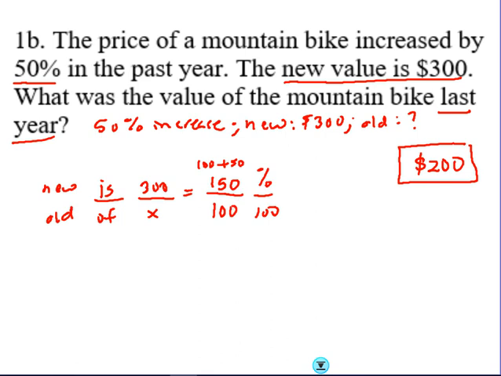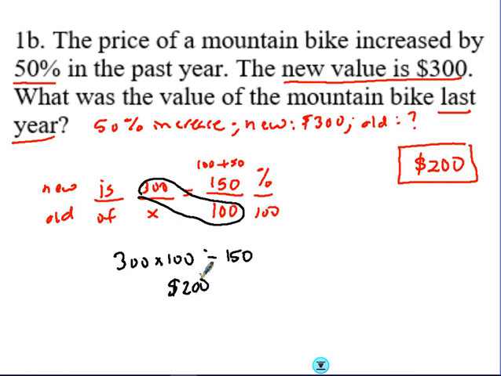Now we're just going to solve the problem by cross multiplying 300 by 100, and then we're going to divide it by 150. If you calculate that for yourself, then yes, again, you should have gotten $200 for the price of the bike last year.